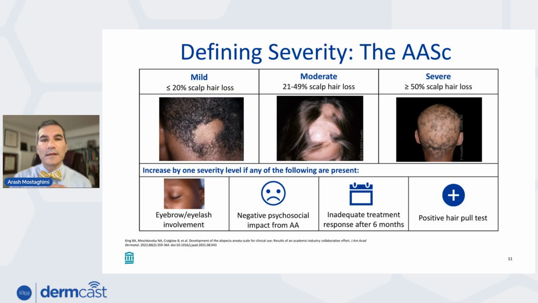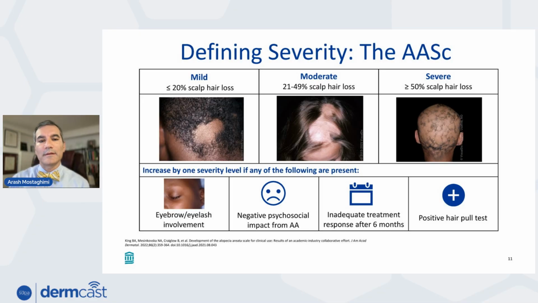So the AASC tries to adjust this by starting with the measurement of the disease severity. Severe disease is labeled as over 50% hair loss. Moderate disease is 21 to 49%, and 20 or below is mild hair loss. But the key thing that you can do here is increase by 1 point the level of severity, by one category, if one of four things are involved: eyebrow or eyelash involvement, negative psychosocial outcomes, inadequate treatment after 6 months, or positive hair pull test. This is when you gently touch the hair next to an active lesion. You pull it gently, and if the hairs come out easily, that means the disease is active and there's a positive hair pull test.